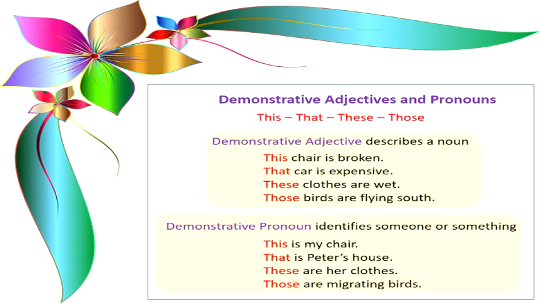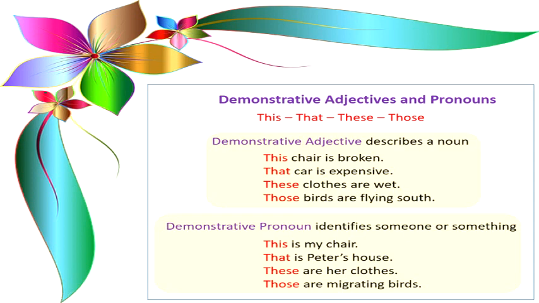These clothes are wet. The word these is a demonstrative adjective. Clothes is the noun used with it. Those birds are flying south. The word those is a demonstrative adjective because the word birds is a noun. So the main difference is they describe the noun and the noun should be used with them. Okay. Now consider the examples.